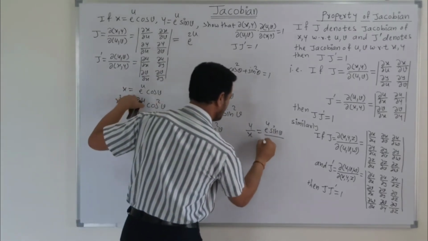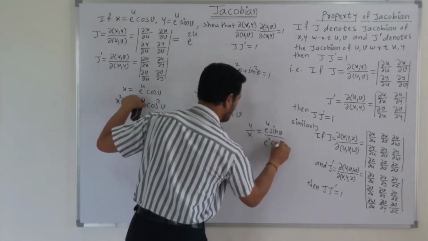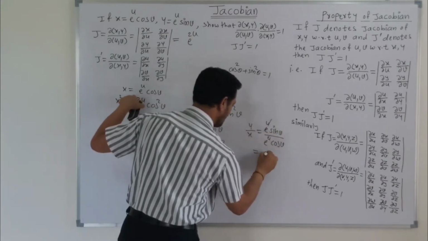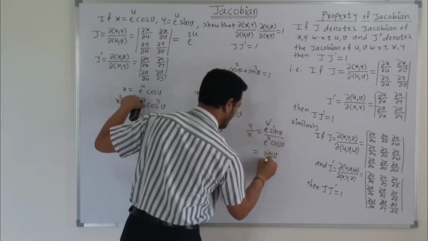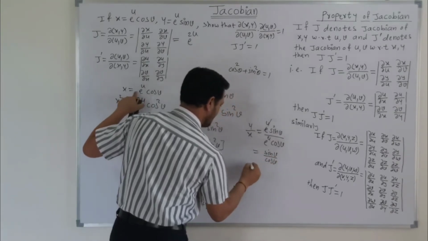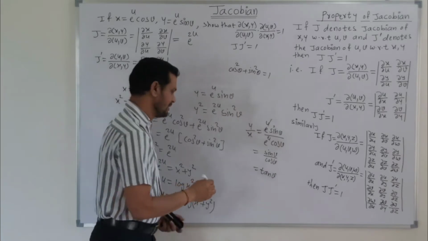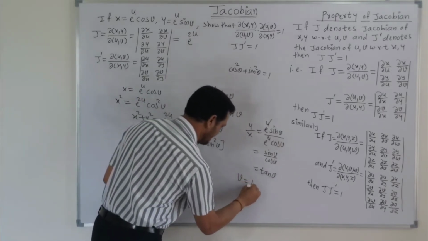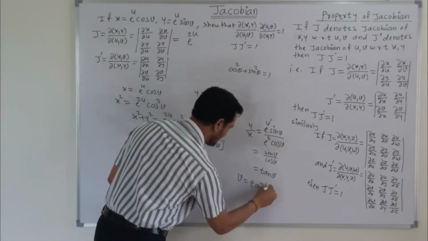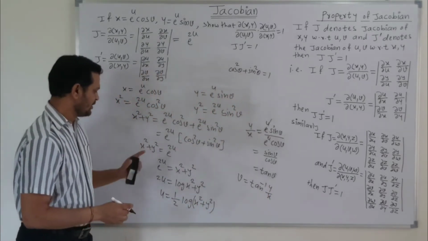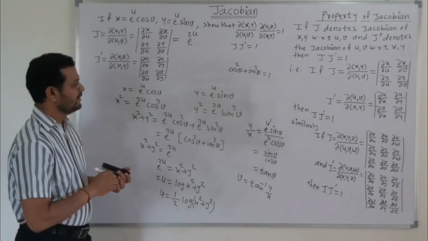So this value of x is e raised to u into cos of v. So this e raised to u will get cancelled, and this becomes sin of v upon cos of v, which is tan of v. So that means we get the value of v is equal to tan inverse y by x. So this is the way to get the value of u and v.